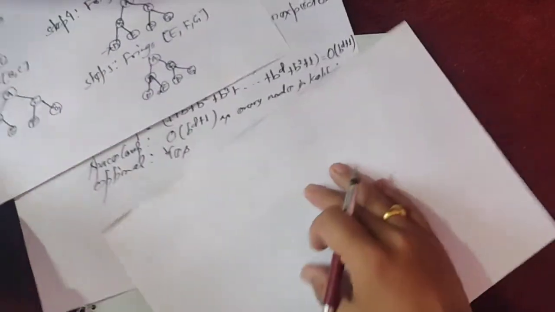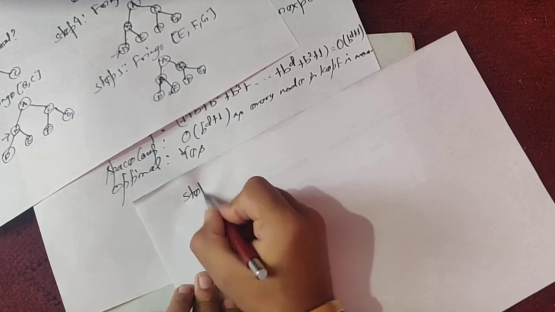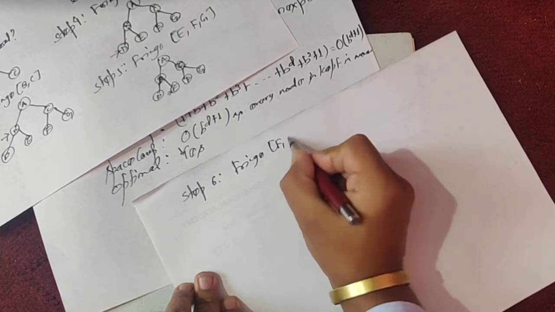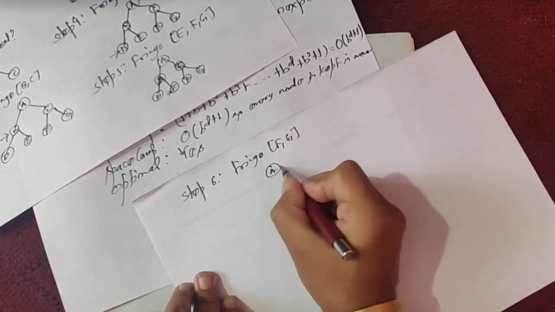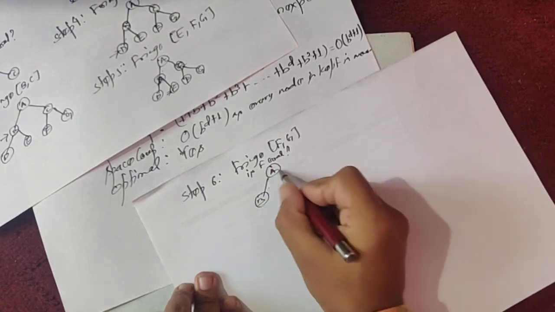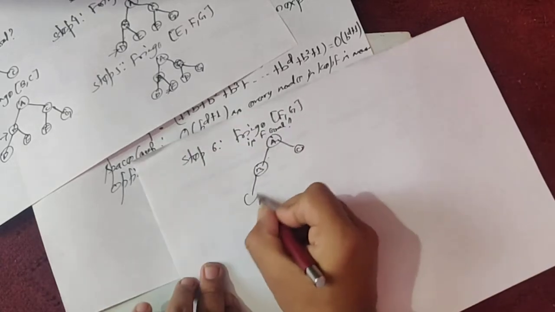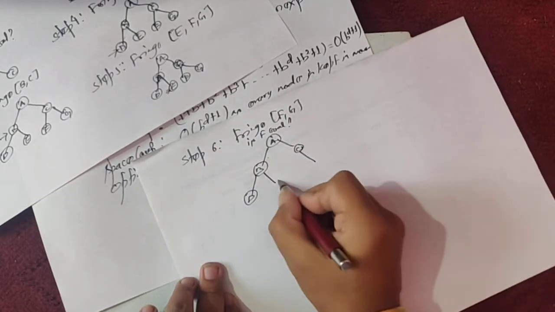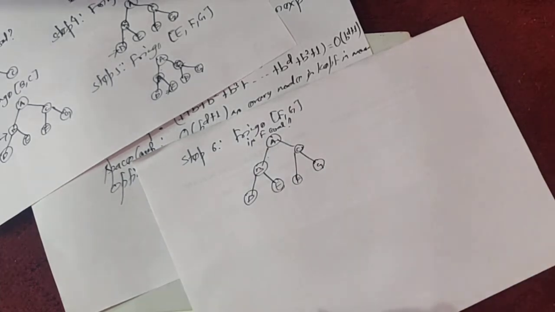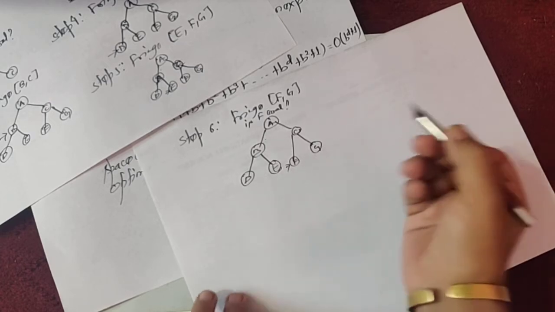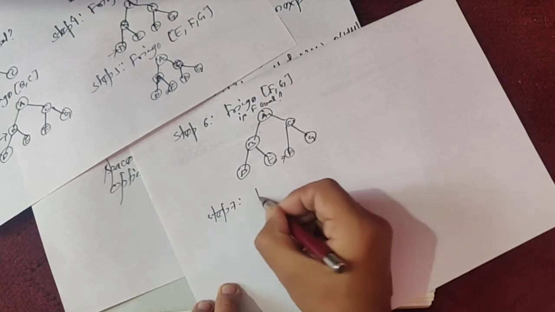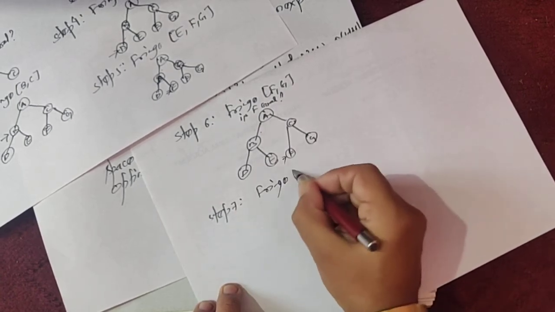Okay, so let us again draw step 6. Fringe. So E is popped out, leaving F and G. Is F the goal? B, C, D, E, F, and G. So we check whether F is a goal node. No. Okay, so step 7. Fringe: G.